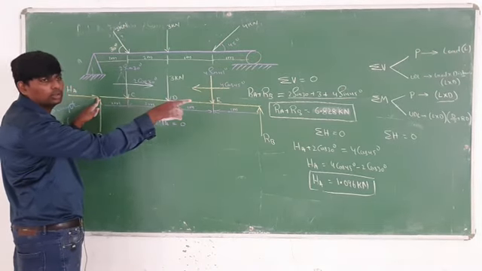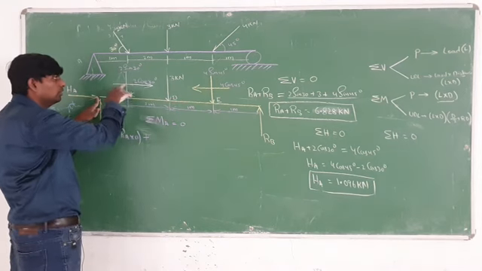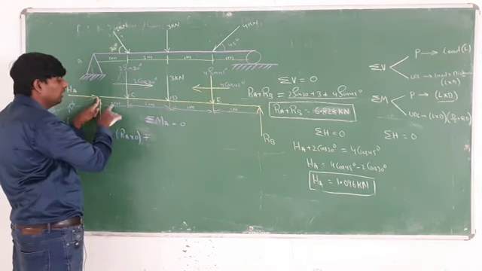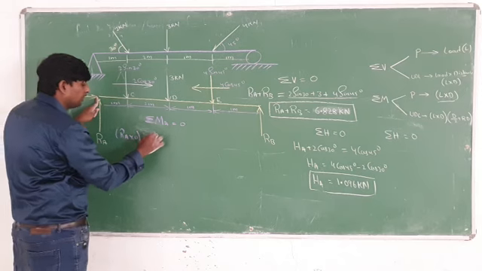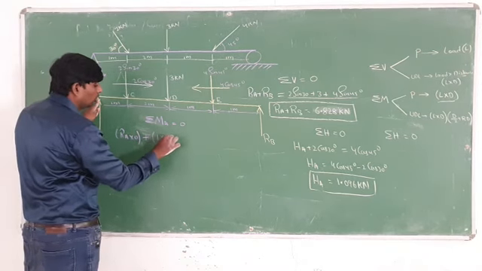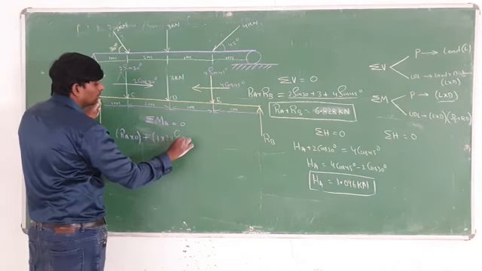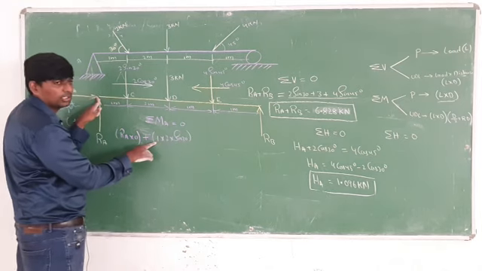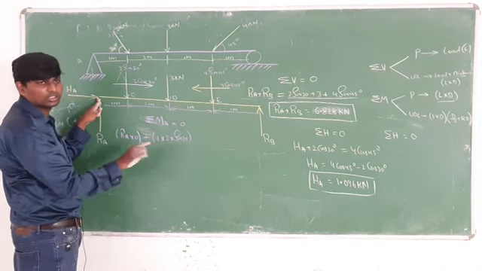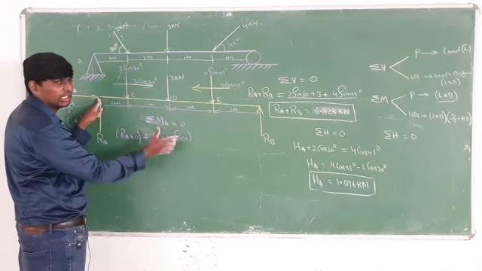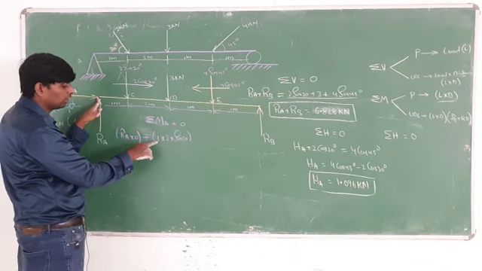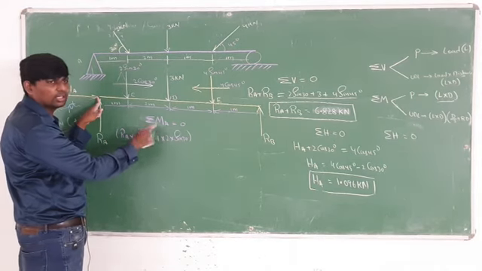What is the formula? How much is the load? 2 sin 30. How much is the distance? So first write 1 into 2 sin 30. Why did I write the distance first? Because if you multiply here, something will change. Whenever sin theta and cos theta come, it is better to write the distance first, then the load.